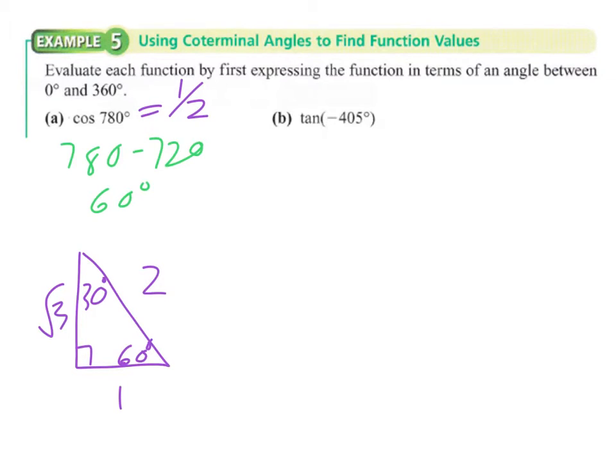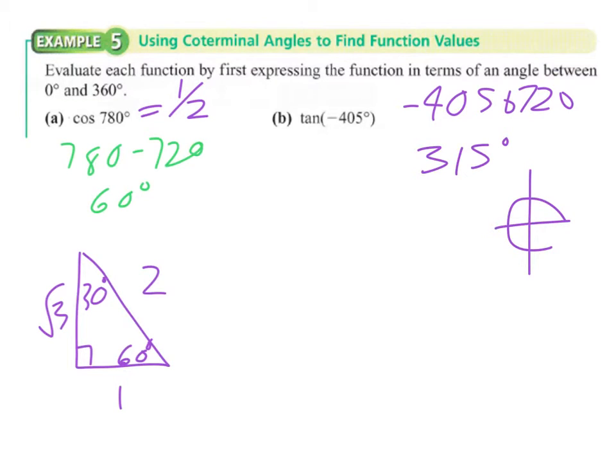Tangent of negative 405, I'd have to take negative 405 and add 720. And I get 315 degrees. So again, coterminal to 315. I believe we just worked with 315. That ends in the fourth quadrant. And it's another 45 degrees to get to 360. So again, 360 minus the 315 gives me the 45.